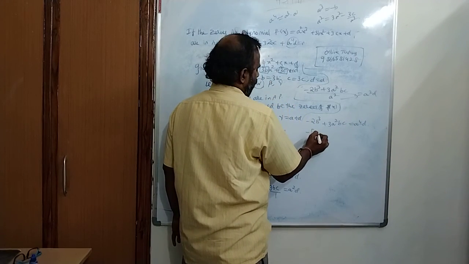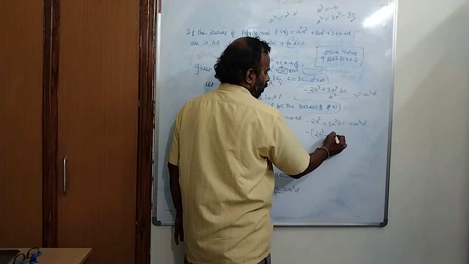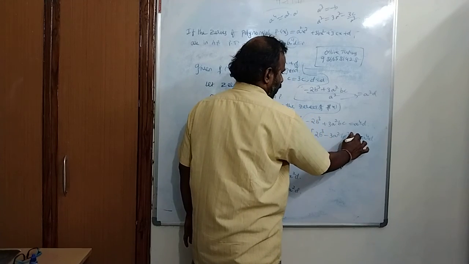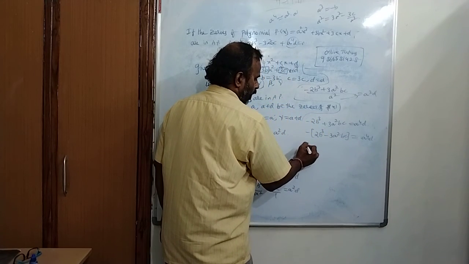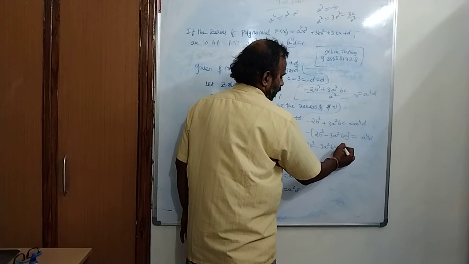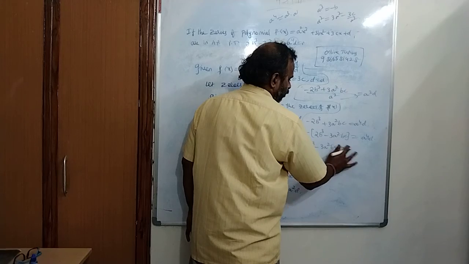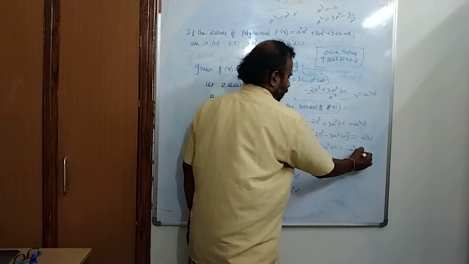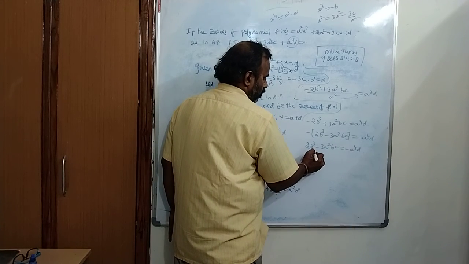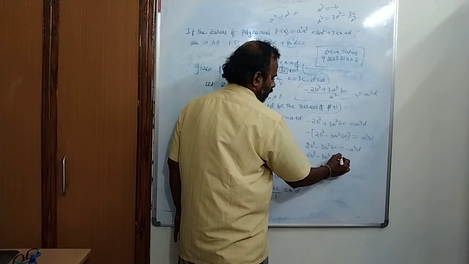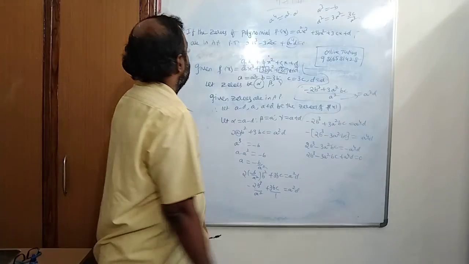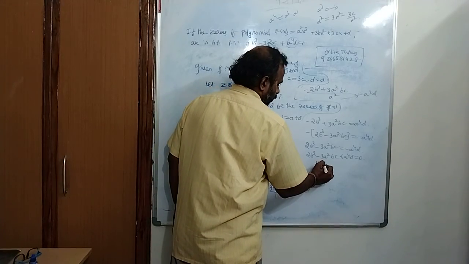Take minus common. It is 2b cube minus 3a square bc is equals to a power 4d. So 2b cube minus 3a square bc minus here it is equals to minus a power 4d. So get this minus a power 4d here. 2b cube minus 3a square bc plus a power 4d is equals to 0. Hence proved.